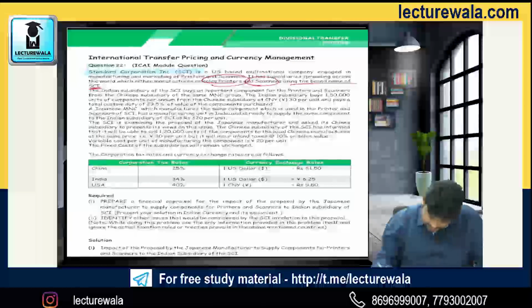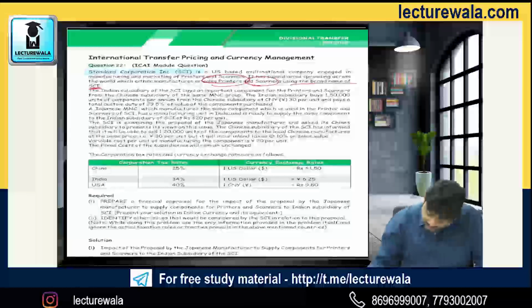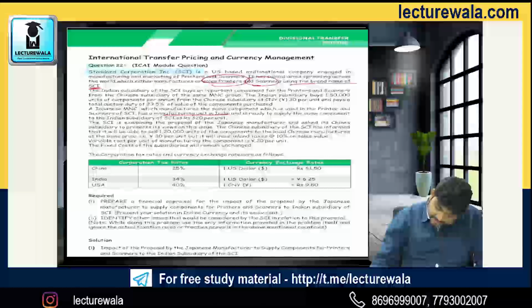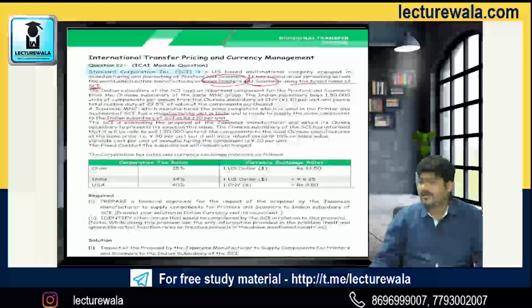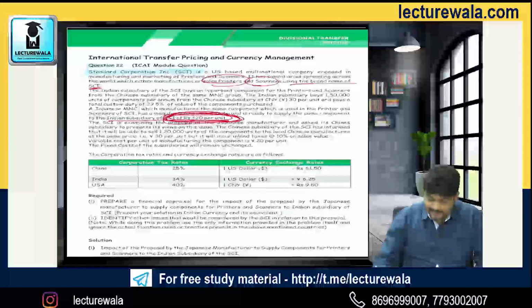Yes, alright. A Japanese MNC which manufactures the same component which is used in printer and scanner of SCI has a manufacturing unit in India and is ready to supply the same component to the Indian subsidiary of SCI at 320 per unit. What they are trying to say? Can I say substitute value is available? The person is a Japanese MNC but he is ready to sell it to India at Indian rupee? See, rupees 320. So Indian rupee, correct?